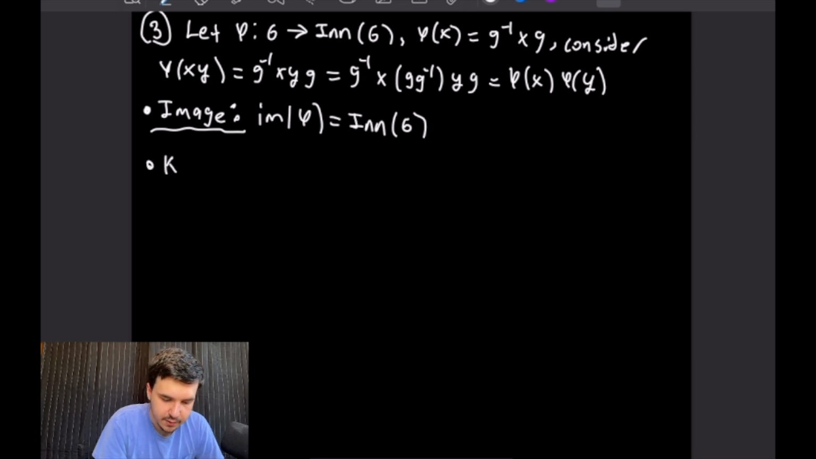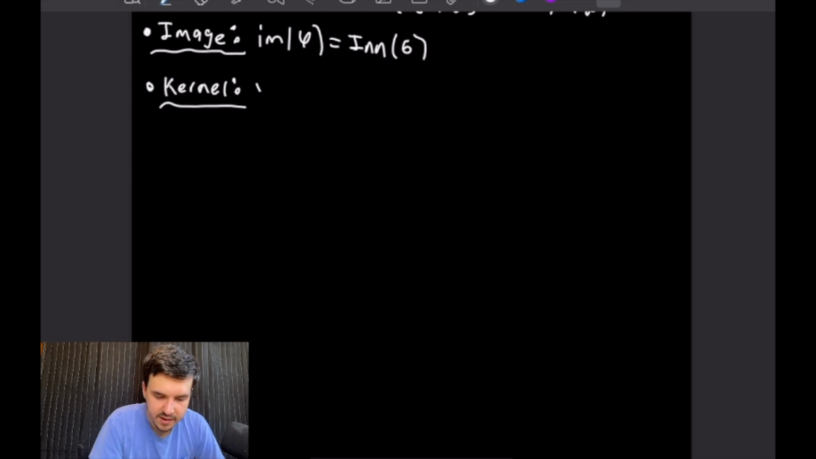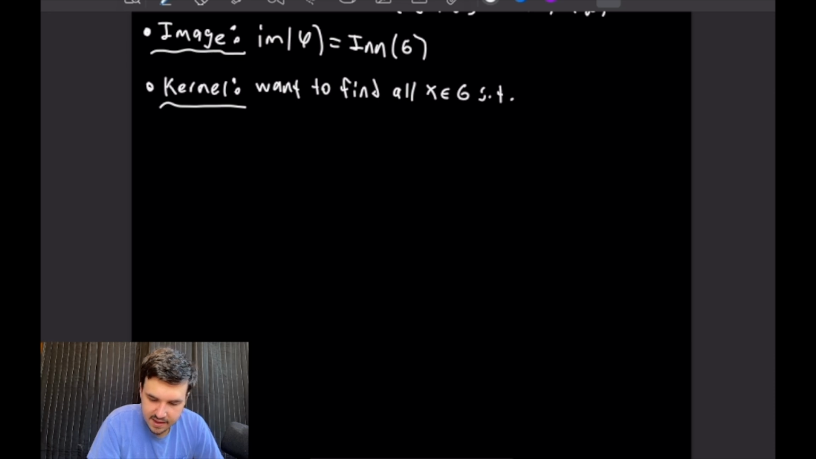So let's go ahead and write that out, that we are looking at the kernel next. For the kernel, what we want to do is find all x which are in our group G such that phi of x is equal to x.